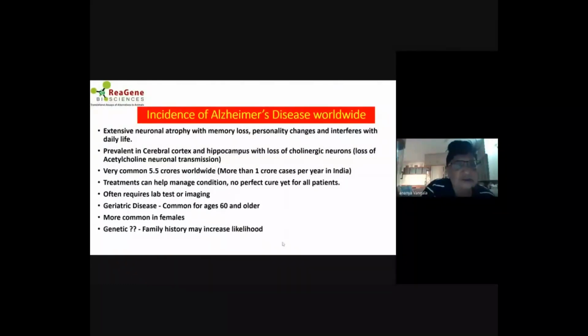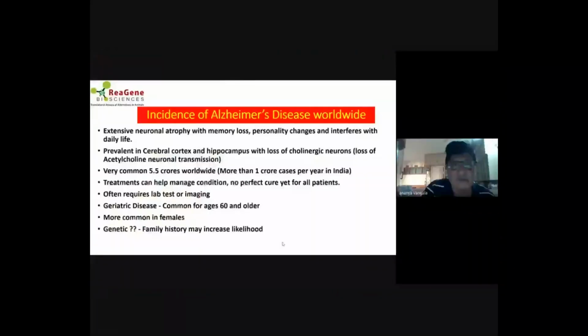Interestingly, the incidence is prevalent in the cerebral cortex and hippocampus, parts of the brain with loss of cholinergic neurons, especially the acetylcholine-secreting neurons. So the phenotype is extensive neuronal atrophy with memory loss and personality changes, and it interferes with daily life. Next slide, please.